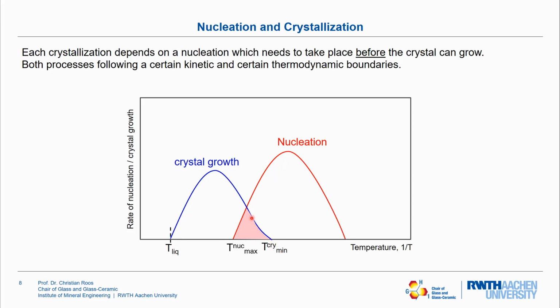This area here, as mentioned before, is the area where both processes overlap and both nucleation and crystallization can take place. However, this area is not so much desired because it is a time-dependent process, and the first nuclei that have grown already provided the basis for crystal growth, but in parallel even more nuclei grow, meaning we get a quite heterogeneous structure. Already grown crystals grow further, newly formed crystals start growing, and the structure is usually not what is desired.